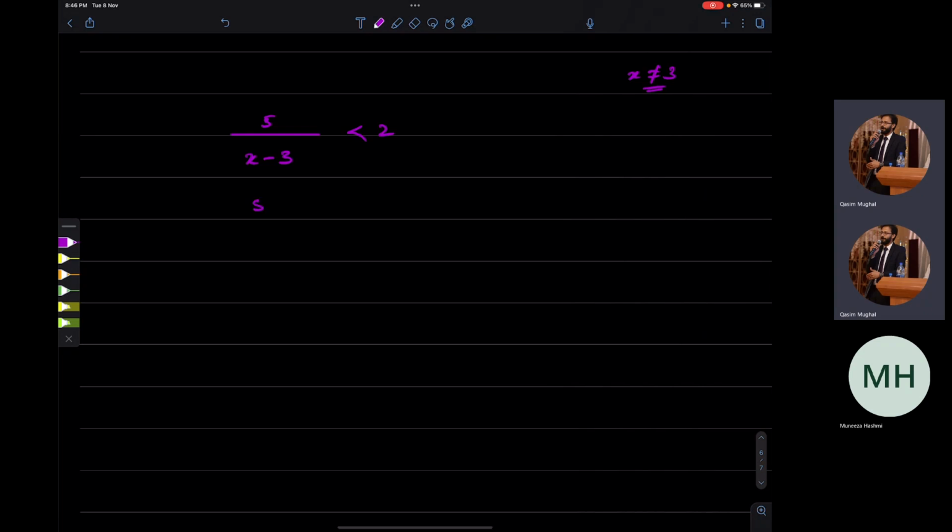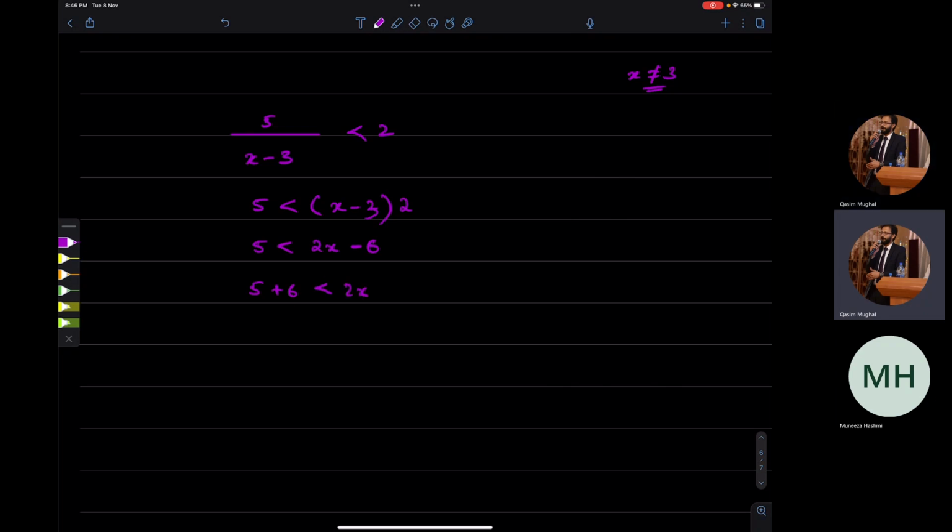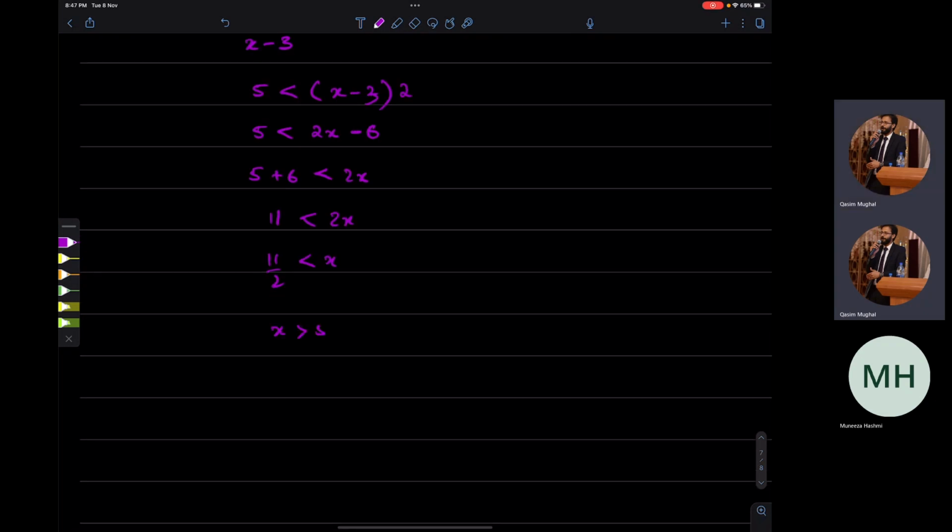We're going to take that on the other side first. x minus 3 times 2. So 5 is less than 2x minus 6. 5 plus 6 is less than 2x. That is 11 is less than 2x. 11 over 2 is less than x. So that leaves us with x is greater than 5.5. Why is it having 6 marks for this?